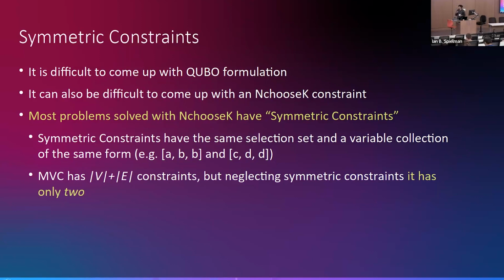in the way that the capital K, the desired cardinality of true variables, is the same, just the variables themselves are different. The n set, that is the first parameter in the n choose k paradigm, has the same cardinality of elements, but the elements themselves are different. Like a one time, b two times, c one time, d two times, right? Minimum vertex cover has constraints of the order of v plus e, but neglecting symmetric constraints, like treating symmetric constraints under the same class, it has only two, which we have already seen, right?